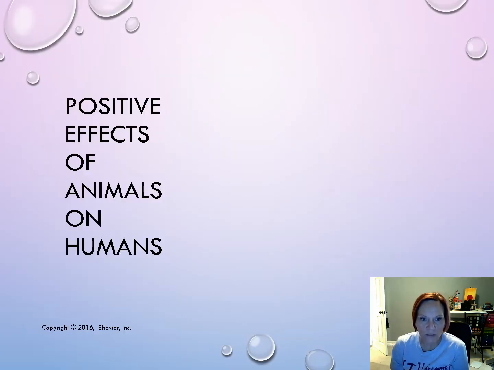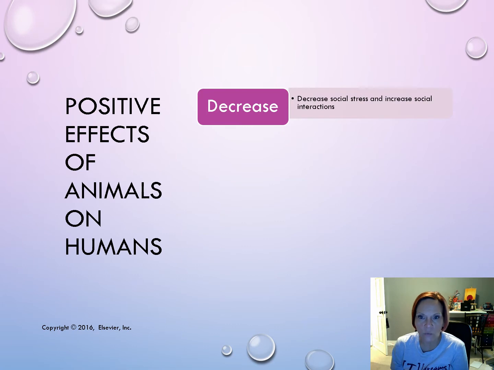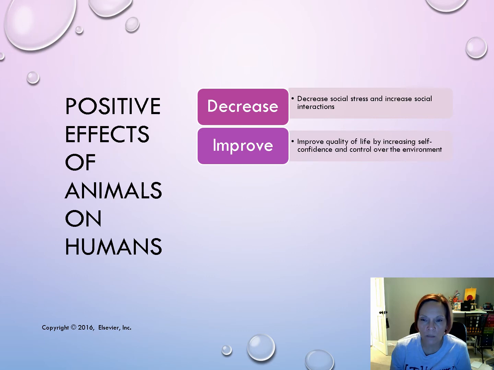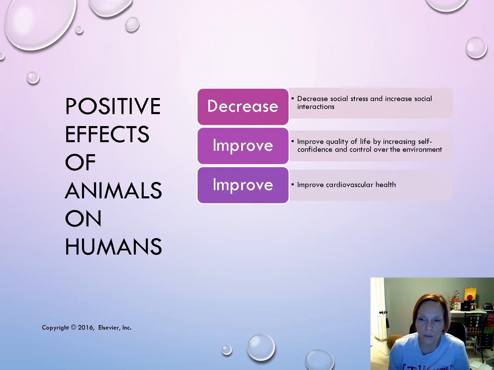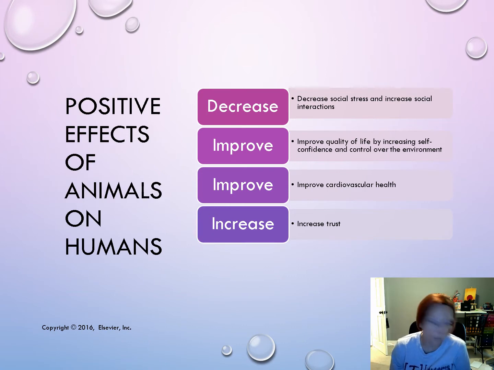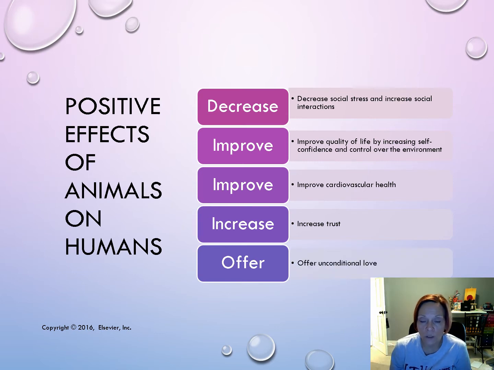Some positive effects of animals on humans are that they decrease social stress and increase social interactions. We need that more than ever today. It can improve the quality of life by increasing self-confidence and control over the environment, and improve cardiovascular health. I guess that's like when we get outside and run with our dogs, huh? It can increase trust. No one trusts you more than an animal, and we can definitely trust them. Also, it offers unconditional love.